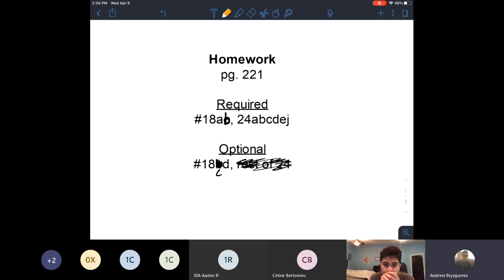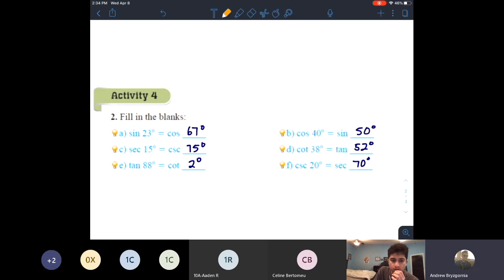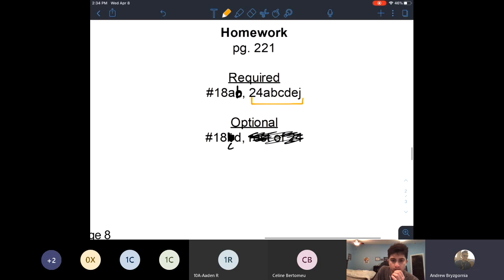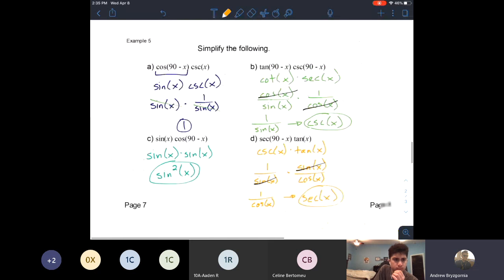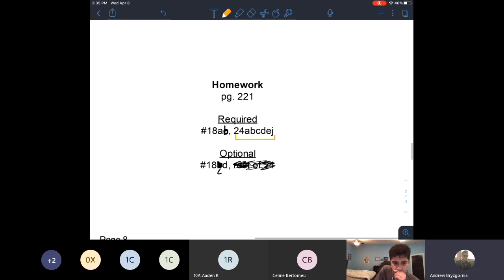Now don't be intimidated by 24 here. All of those questions right there are just like this here, so you just have to put in the angle measures. So that shouldn't take very long. And then just 18A and B are going to be like these that we did here. So that's everything. We're done 15 minutes early.